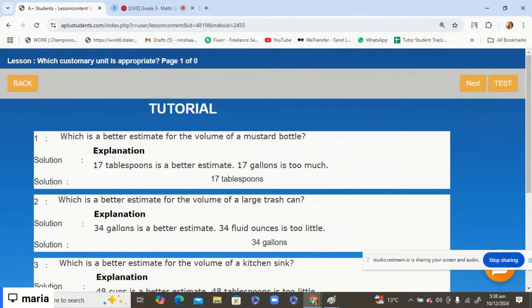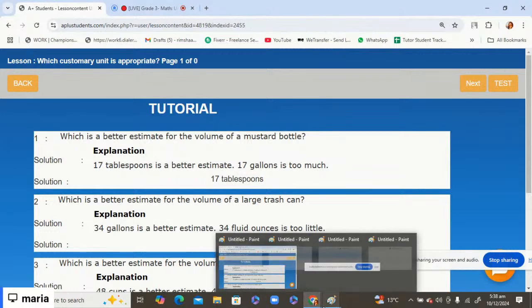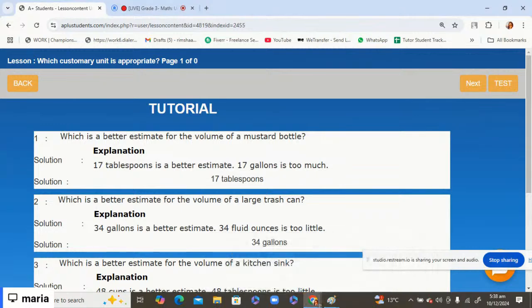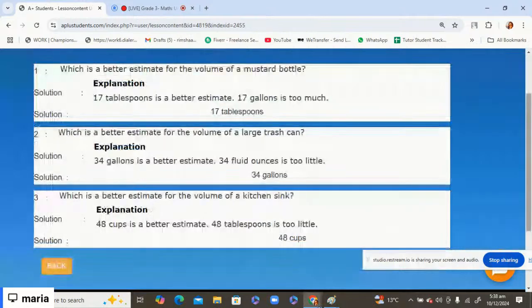So here, let's go with it. What is the better estimate for the volume of the large trash can? Here they are also using the word large. It means that the trash can is very large, so it's measured in gallons. If we are using the estimation, we are using gallons for it. So the better estimate for a large trash can is gallons. Here we go with the gallons, 34 gallons.